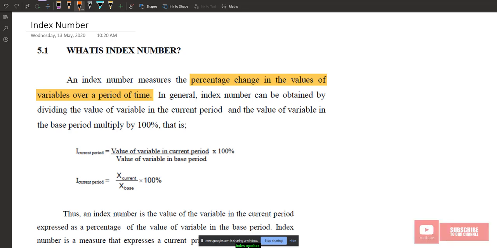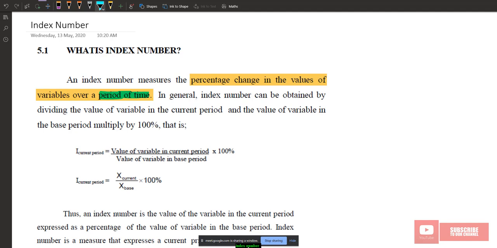So today we're going to start with a new topic, which is index number. First, what we need to understand is what is index number. Index number is a measure of percentage change in the value of a variable over a time period. So it is based on time period, right?